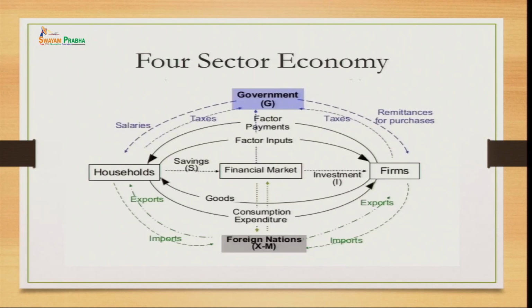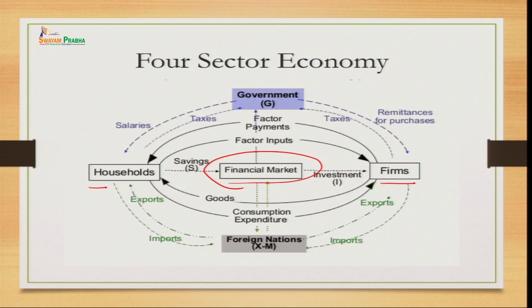Now, we have this 4 sector economy model, right. So, earlier 2 interactions are already clear to us, where we have seen the interaction between the households and the firm, and I have also made you understand the interaction of the financial market, how the financial market plays the role in the 2 sector as well as in the 4 sector economy.